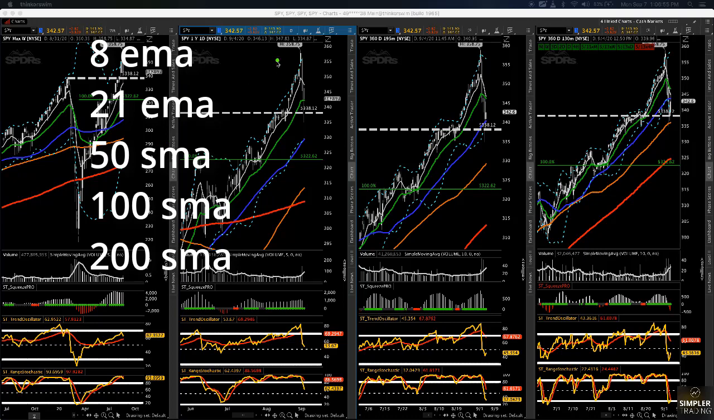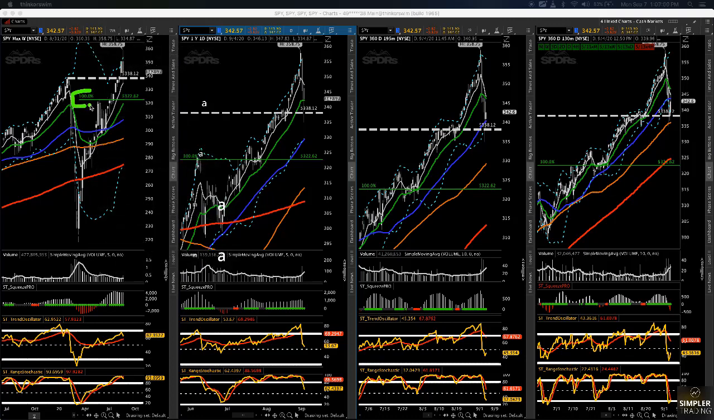I also, in terms of price, will use Fibonacci. So you'll see some Fibonacci. These are some symmetry from the December lows to the February highs to the March lows, gives you some symmetry. So I'm a big proponent of Fibonacci, and you're going to see that on my charts whenever I have a chance.